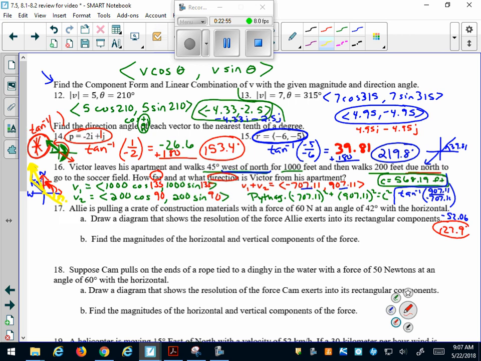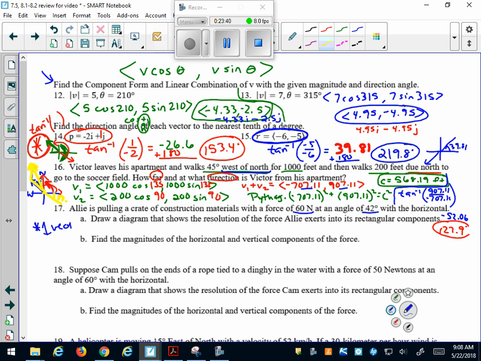That's the direction. Okay, Allie is pulling a crate of construction materials with a force of 60 newtons at an angle of 42 degrees with the horizontal. So this one is with the horizontal already. Here they're just asking to draw the diagram and then find the magnitudes of the vertical and horizontal components. There is only one vector here. She's pulling a crate at this magnitude and this direction. Okay, so there's only one vector.